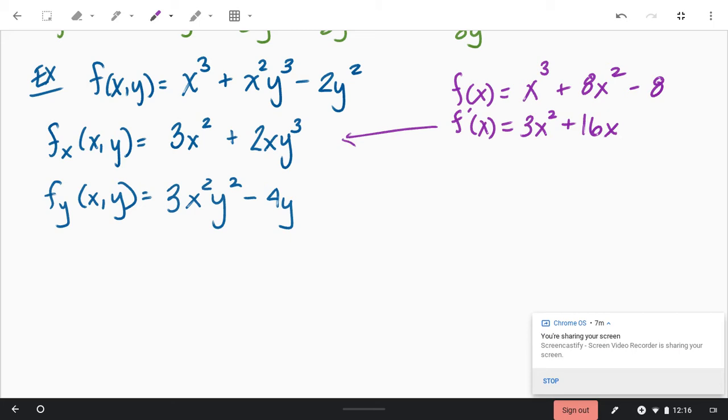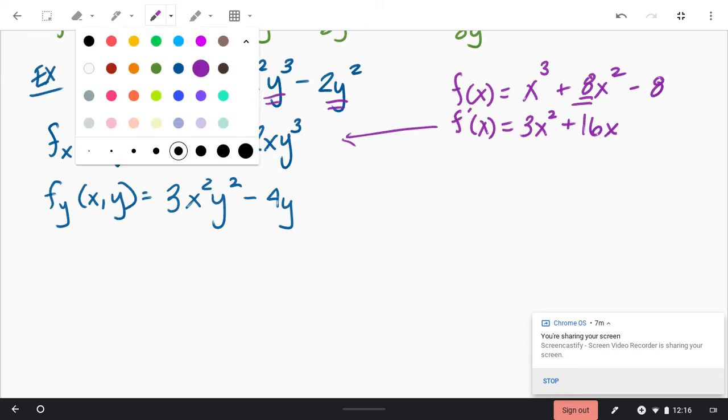Sometimes it's hard for kids to wrap their brains around this constant here, this y cubed. But it's just the same as if we had like an 8 out front, right? It doesn't go away like it does with the second one. It stays there.